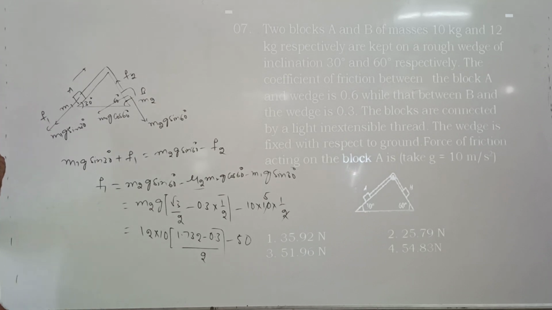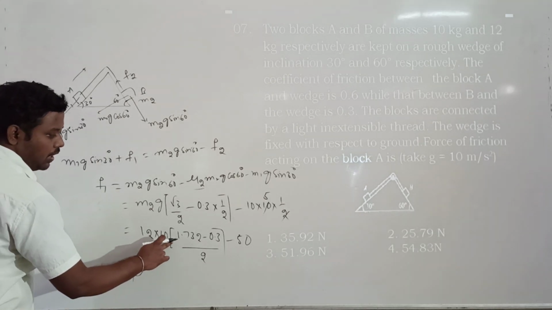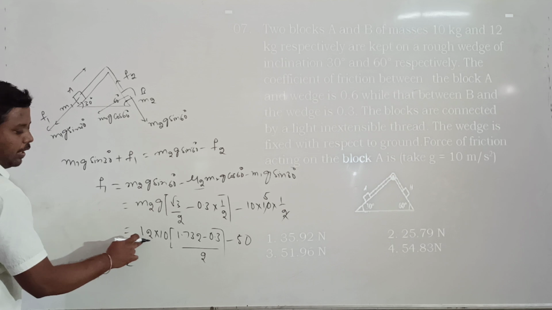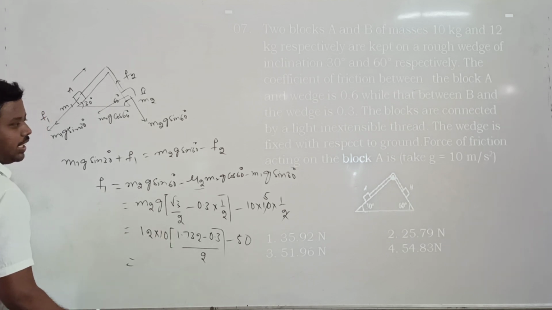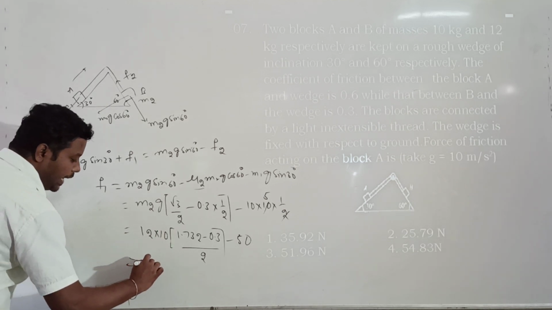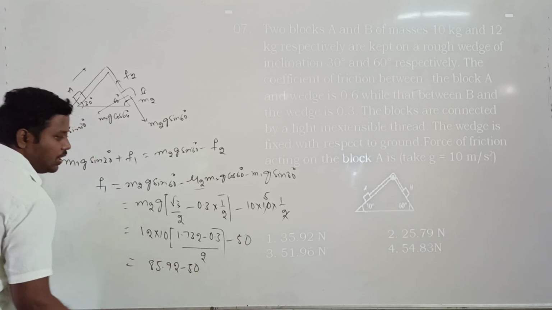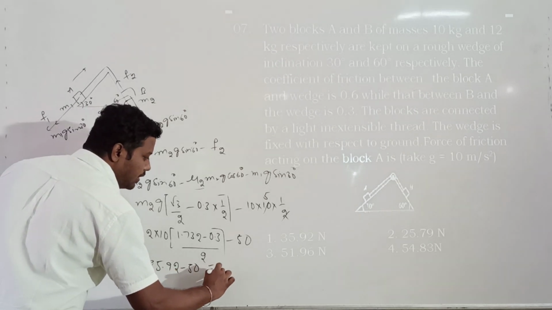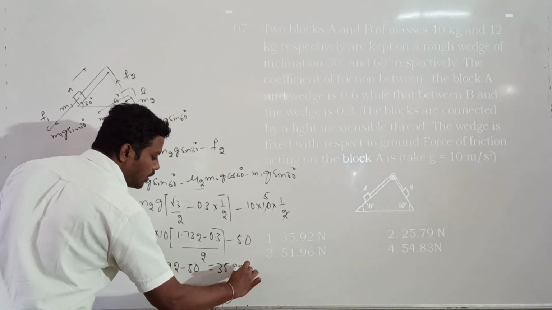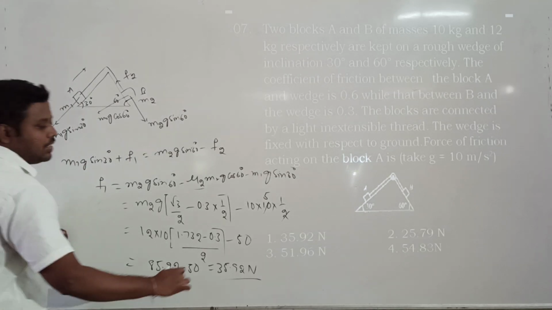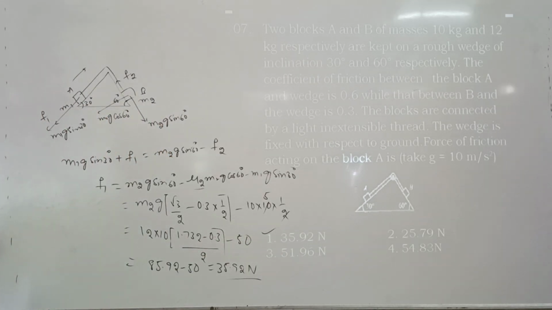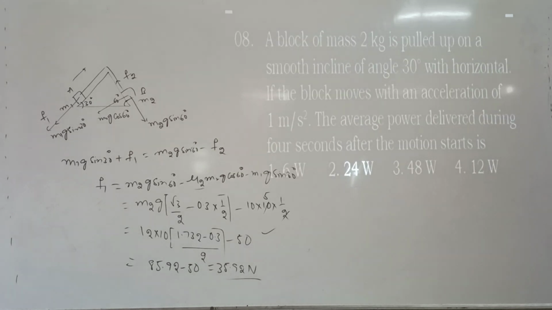So whatever its answer is, this is 1.432 into 120 by 2, that is 60 into 1.432. So that value will be given by 85.92. 85.92 minus 50. So what is the answer? That is 35.9. So which option? First option. Okay. So this is for the resolution of vectors concept. Question number 7. Next one. Question number 8.